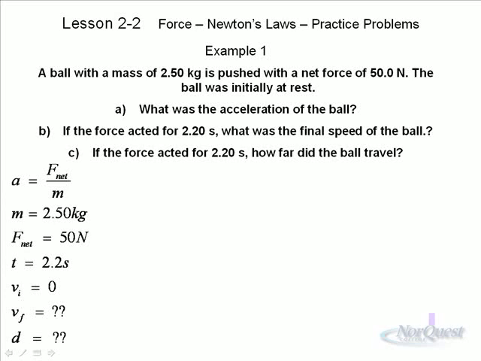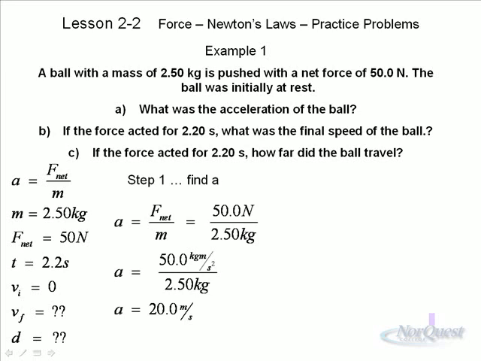We know that, of course, since the mass is 2.5 and the net force is 50 newtons, then we can calculate the acceleration by using Newton's second law, F net over m, 50 over 2.5. The units cancel, kilogram meters per second squared. The kilograms on top cancel the kilograms on the bottom, and we're left with meters per second squared.